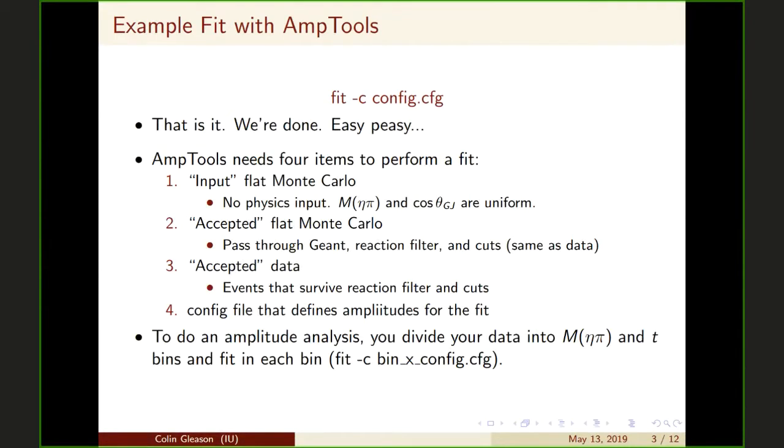So the input is important for overall normalization, but the accepted Monte Carlo is Monte Carlo that gets generated flat in all the physics variables you want to study, so things that have no physics effects. And then it's passed through Geant, your reaction filter, and all of your analysis cuts in the end, and that carves it up according to the acceptance of your analysis.